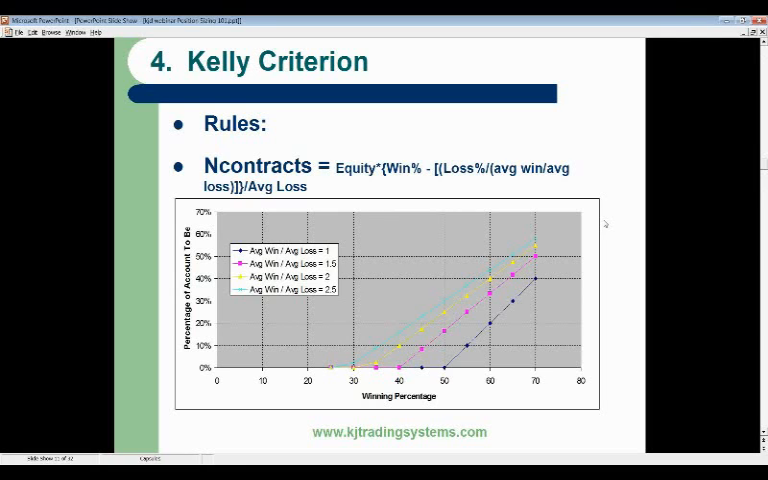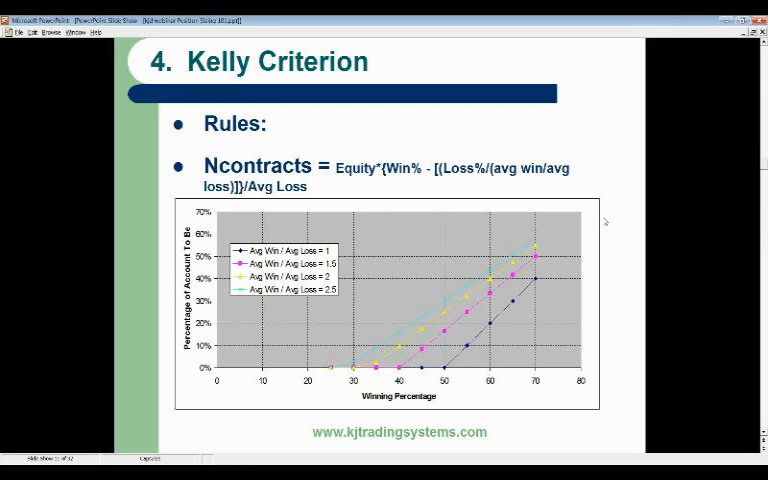And the nice thing about it is it's pretty aggressive compared to a fixed risk, a fixed percentage risk, that we just talked about. But the bad part about this is it's probably overly aggressive for most people, and you tend to blow accounts out with this.